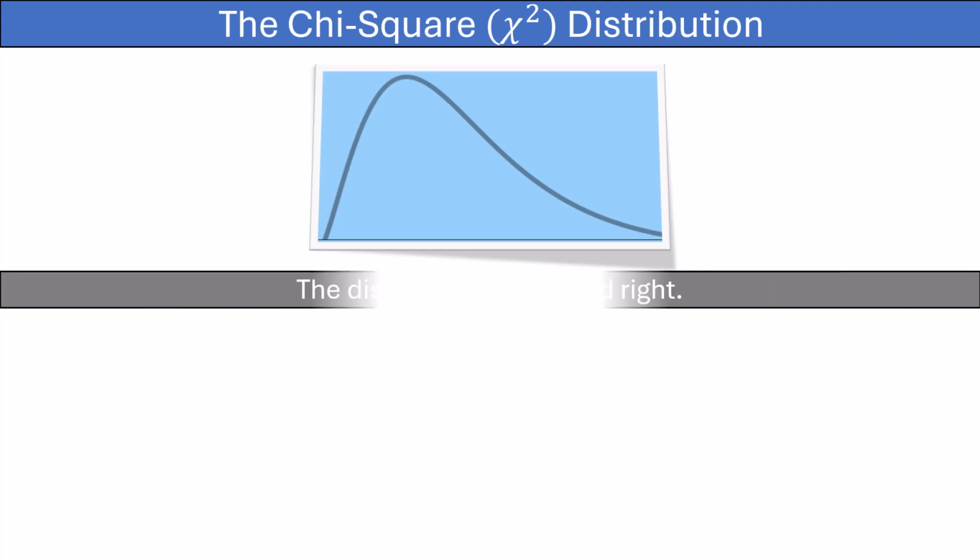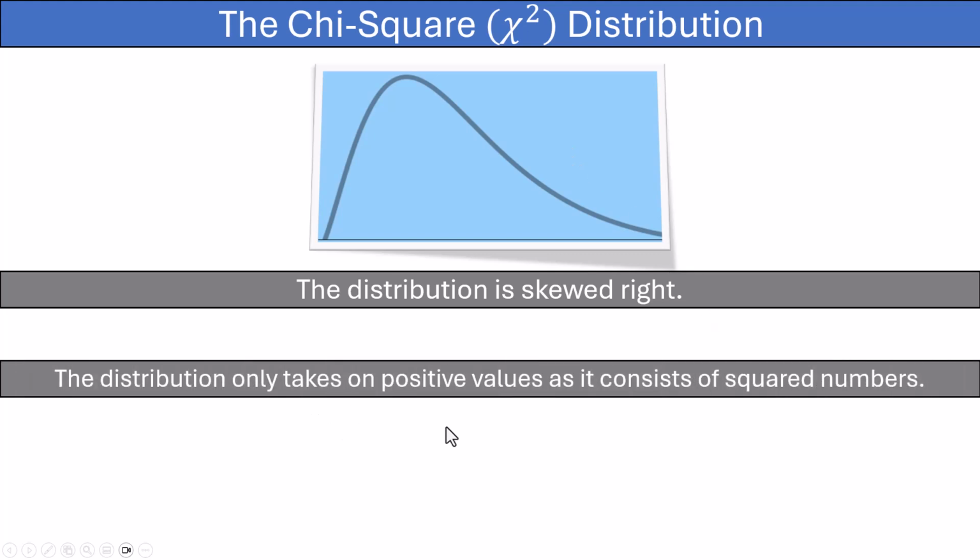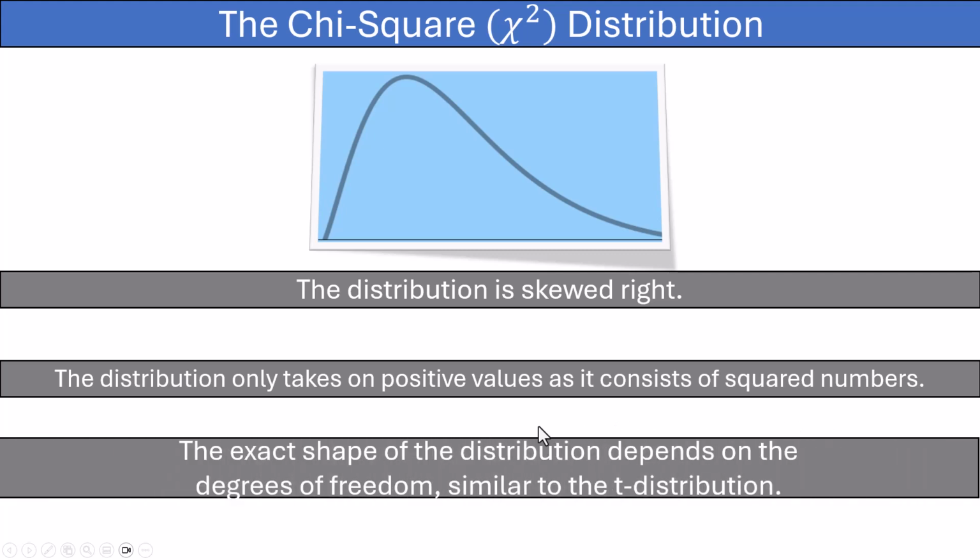The chi-square distribution is a skewed right distribution, which can be seen by the image. The distribution only takes on positive values as it consists of squared numbers, and squared numbers will always be positive. The exact shape of the distribution depends on what are called the degrees of freedom, similar to the t-distribution. It turns out that the larger the degrees of freedom, the closer this will look to a normal distribution.